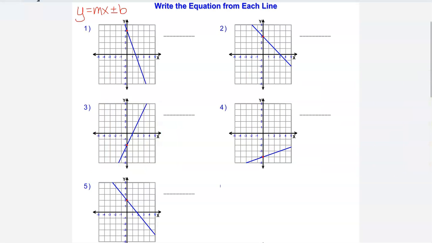A couple things about the slope: if the numerator is positive, we are going up. If the numerator is negative, we are going down. And the denominator always tells us to run to the right.